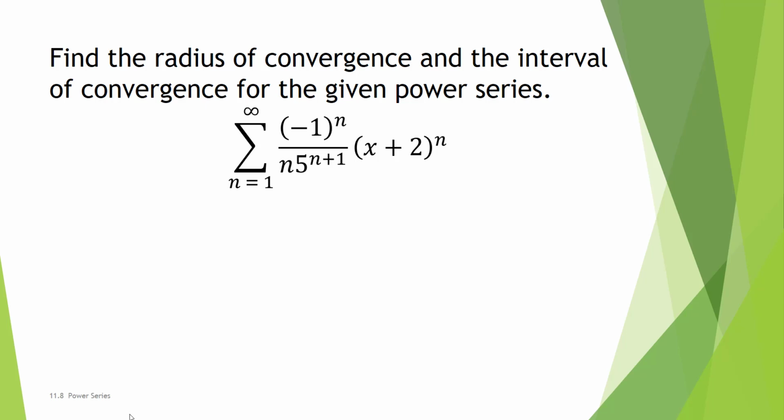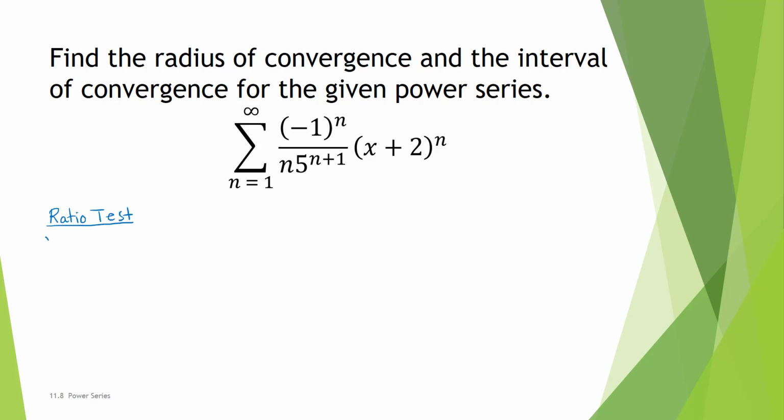In this example, we again are going to find the radius of convergence and the interval of convergence for the given power series. In this series, we have the sum from n equals 1 to infinity of the term -1 to the n power divided by n times 5 to the power n plus 1, all times x plus 2 to the n power. As usual, we are going to use the ratio test to solve this problem.